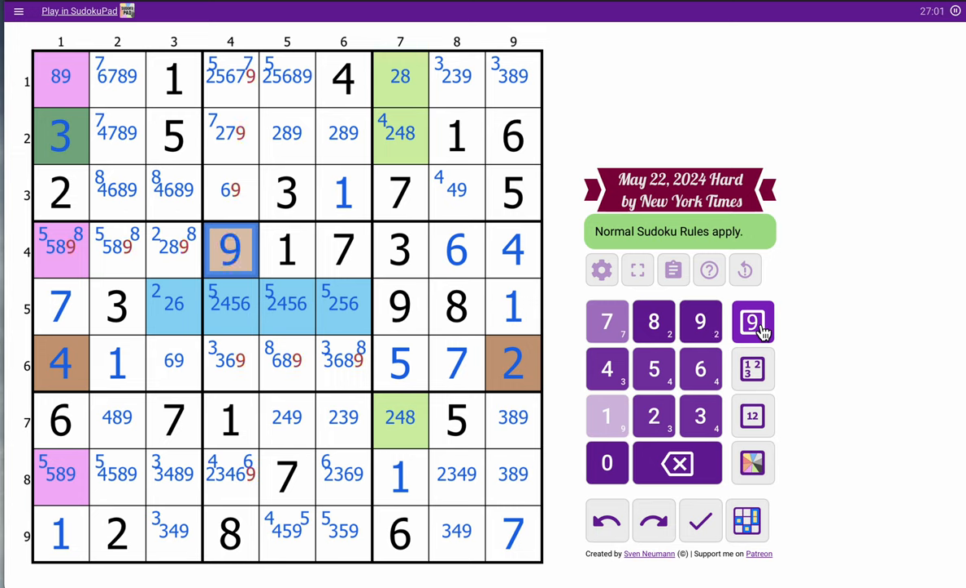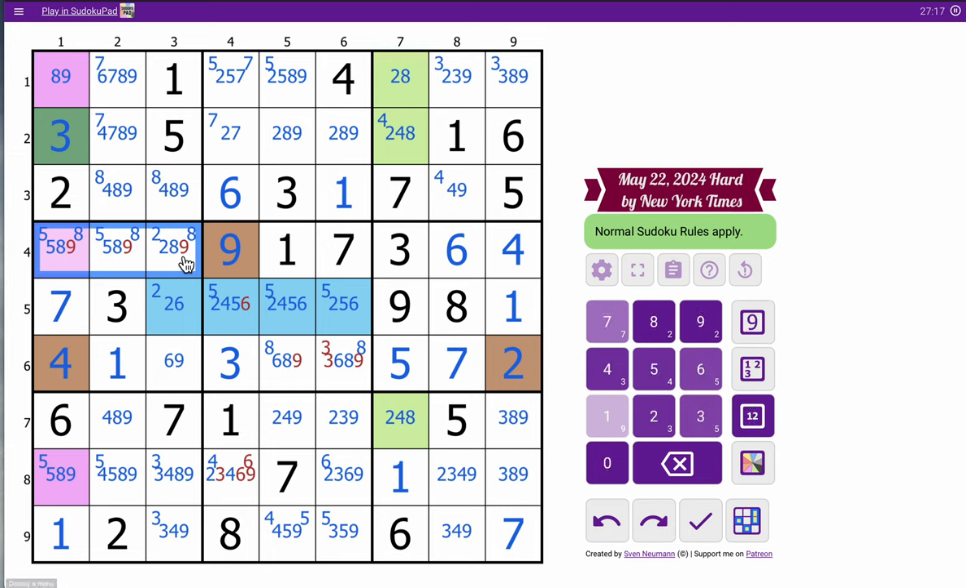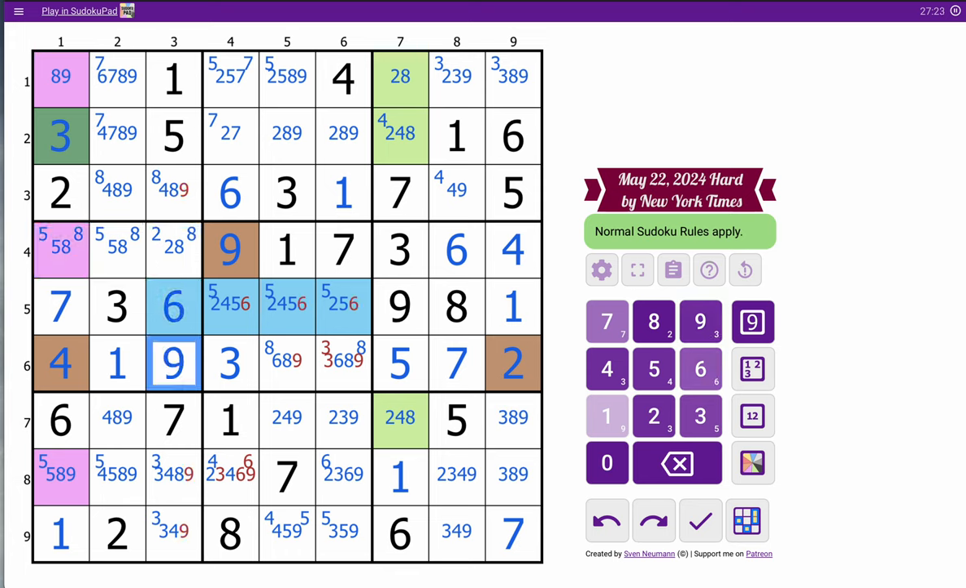If this is 9, it would try faster. That's 6. That's 3. These aren't 6. These aren't 9. Ends up as 258, therefore that's 6, that's 9. These aren't 6. This ends up as 245 in the same box. But those aren't 9.